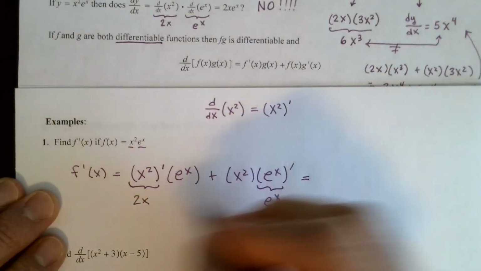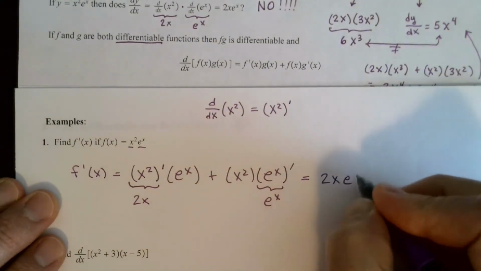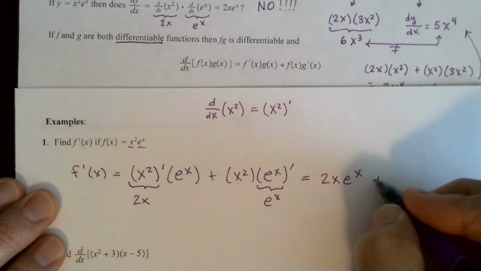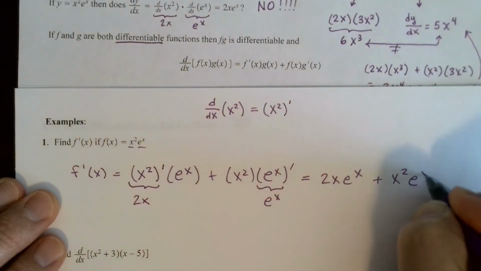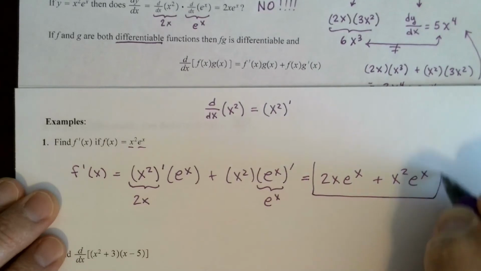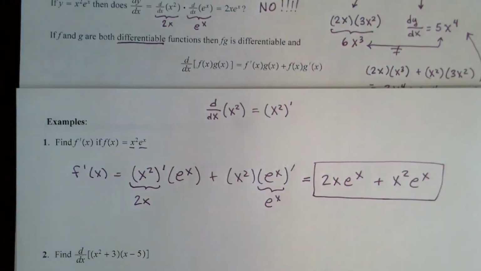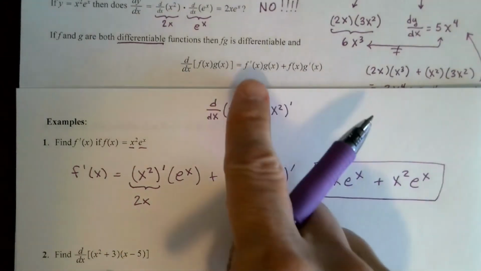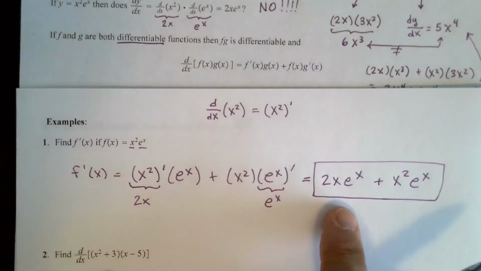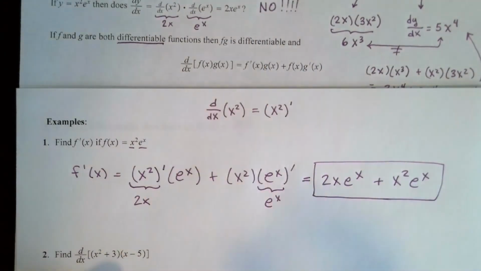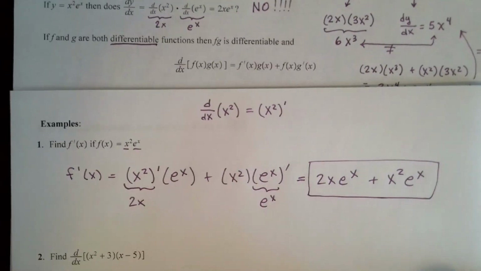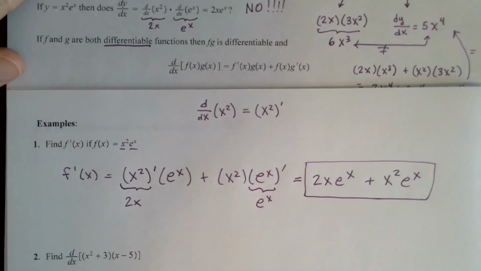And so what do we get? I get 2x e to the x plus x squared e to the x. And there's your answer. Notice that is not 2x e to the x. It's 2x e to the x plus x squared e to the x. So it's a little more complicated. Products are a little more complicated when finding derivatives.